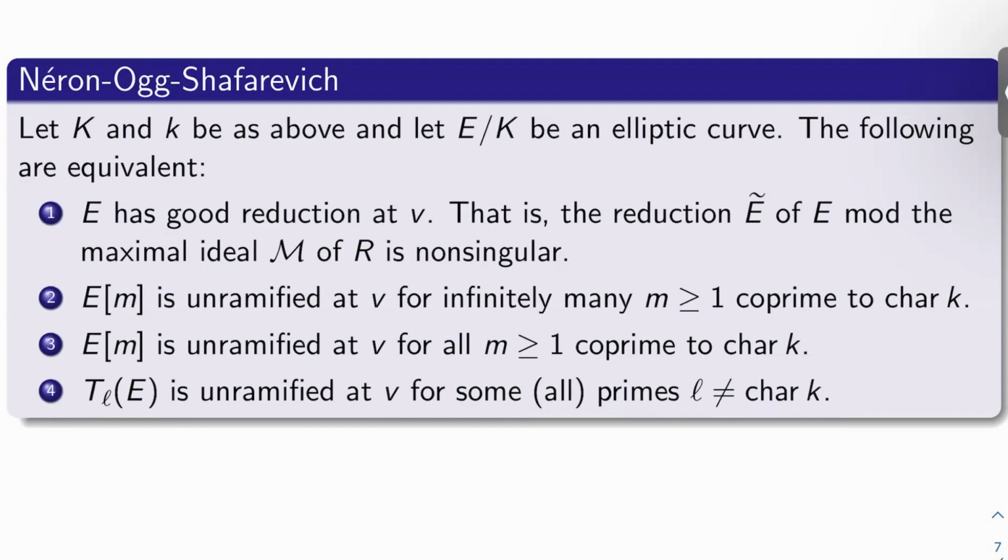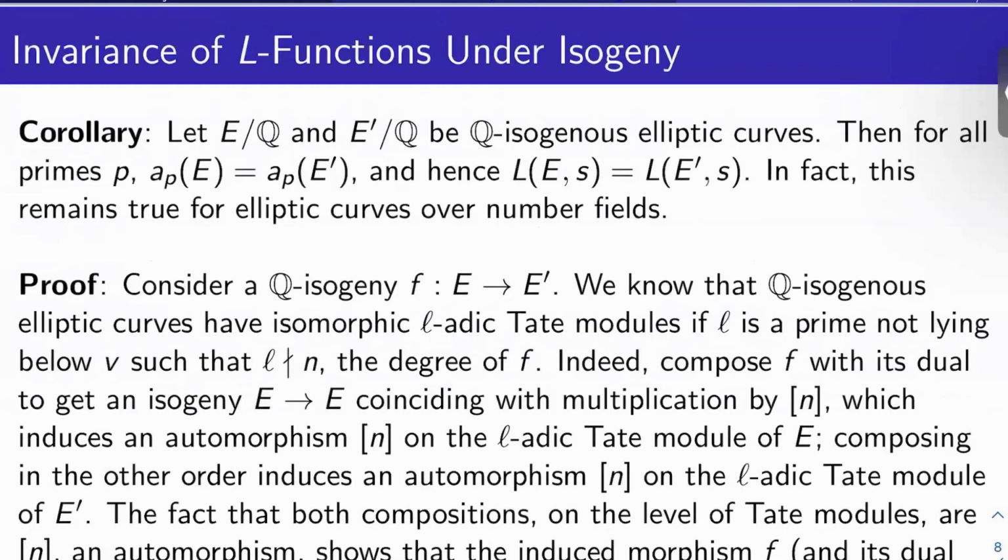All right. This is a bit wordy, and it's stated very locally, so let's see one example of how you might use this. Here's the corollary that I'm mainly interested in for today's video. I would say this is the big result of the video, well, half of the big result. Let E over Q and E' over Q be Q-isogenous elliptic curves. Then for all primes p, a_p(E) equals a_p(E'), and hence the L-function of E is the same as the L-function of E'. In fact, this remains true for elliptic curves over number fields, but we're just going to look at the proof over Q. So Q-isogenous elliptic curves over Q have the same L-function.